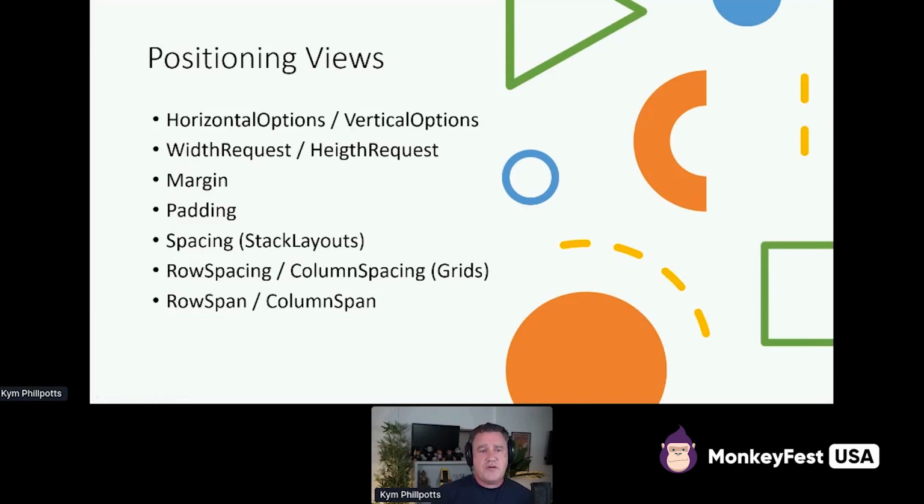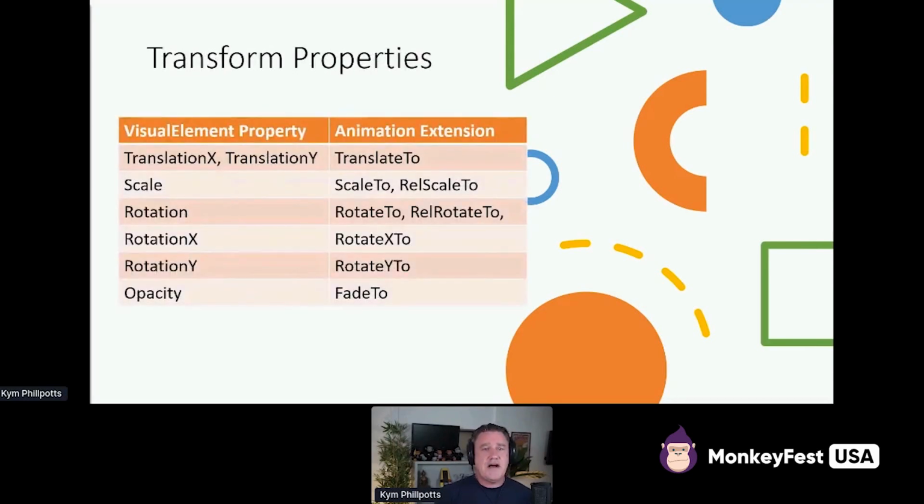And there's also another set of properties which you'll find are very, very useful as well. These are the transform properties: translation X, translation Y, scale, rotations, opacities. So these can make a big difference as well.